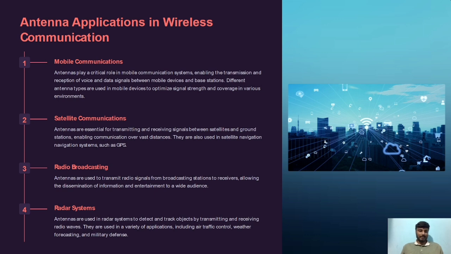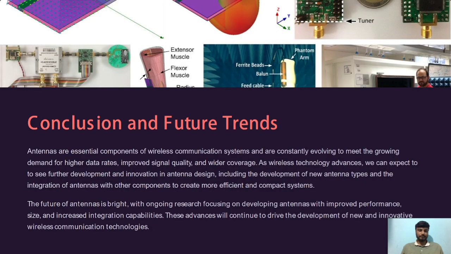Radio broadcasting: antennas are used to transmit the radio signals from the broadcasting stations to the receivers. Radar systems: antennas are used in radar systems to detect and track objects by transmitting and receiving radio waves. Conclusion and future trends of antennas.